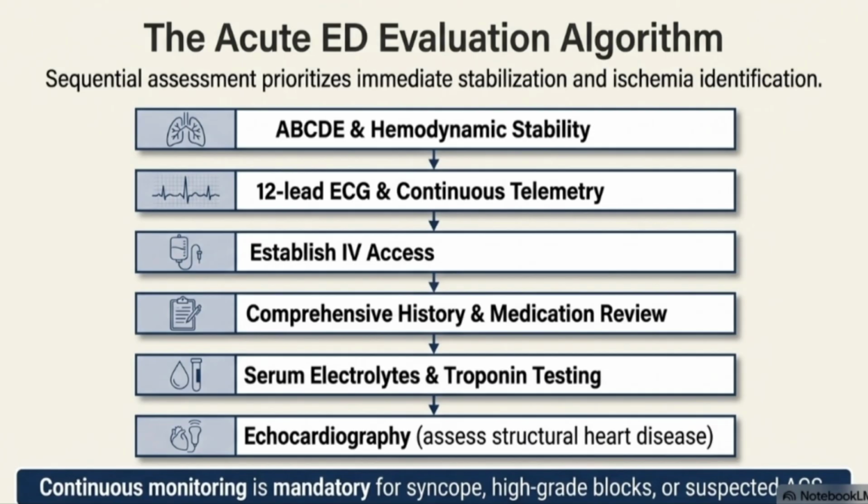The acute emergency department evaluation is always for general stability, circulation, and hemodynamics. After that, early ECG with continuous telemetry. If blocks are suspected, IV access is of paramount importance. Then a comprehensive history, especially medication review, with electrolytes and troponin testing, and echocardiography for structural heart disease, infiltrative problems, and myocarditis. Continuous monitoring is mandatory for syncope and high-grade blocks.